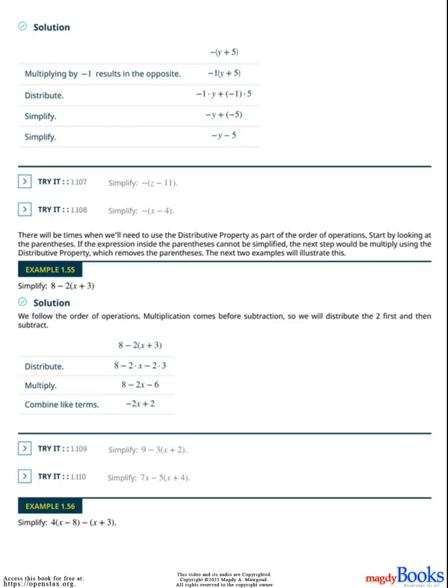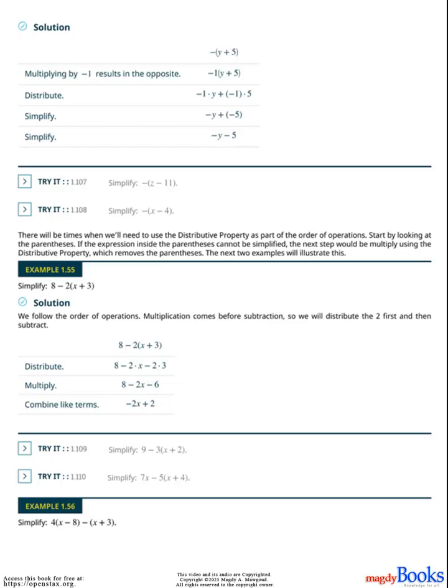Example 1.55. Simplify. 8 minus 2 times open parenthesis x plus 3, closed parenthesis. Solution. We follow the order of operations. Multiplication comes before subtraction, so we will distribute the 2 first and then subtract. 8 minus 2 times open parenthesis x plus 3, closed parenthesis.